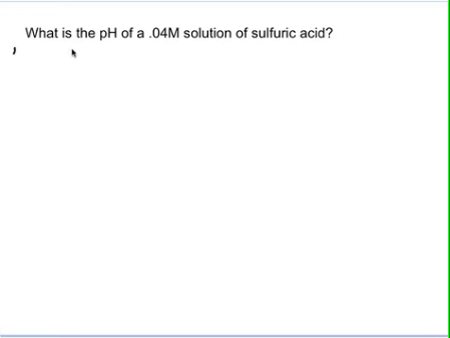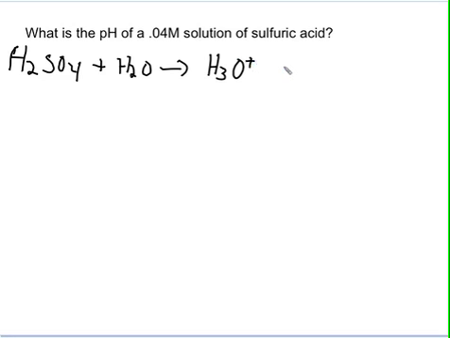Concentration. So what is the pH of a 0.04 molar solution of sulfuric acid? Well, the first thing you'd have to know is that sulfuric acid is H2SO4, and when you put it with water, it's going to donate one of its hydrogens to water and turn water into the hydronium ion, plus we're going to have the HSO4 minus 1 ion left over.